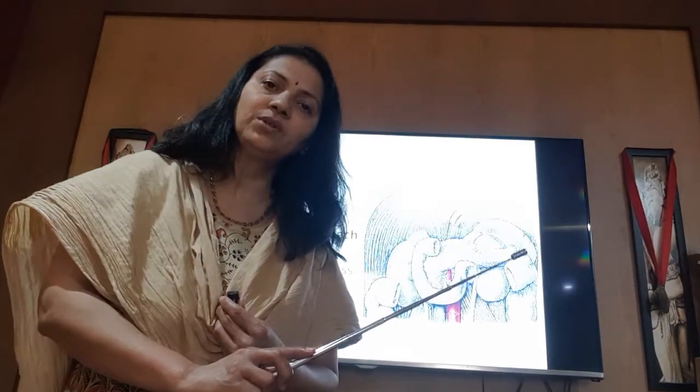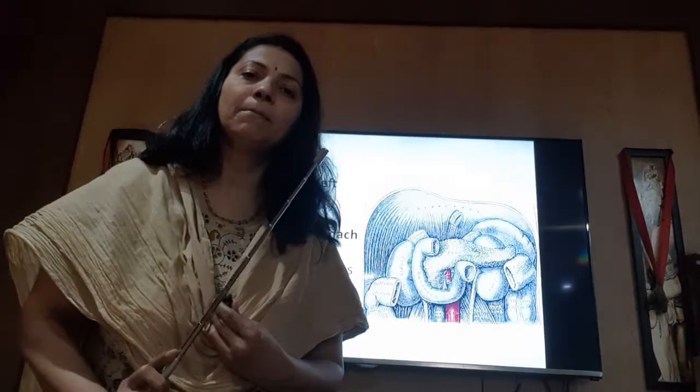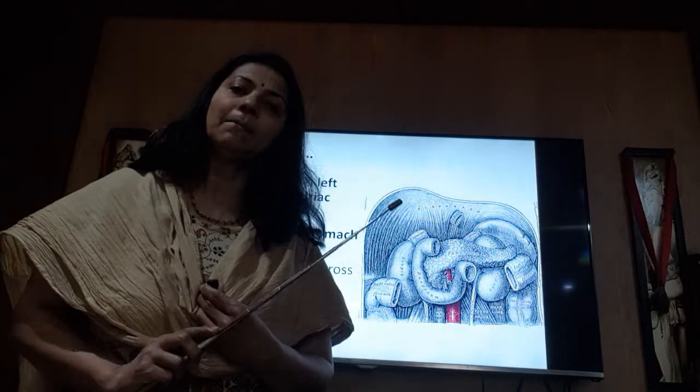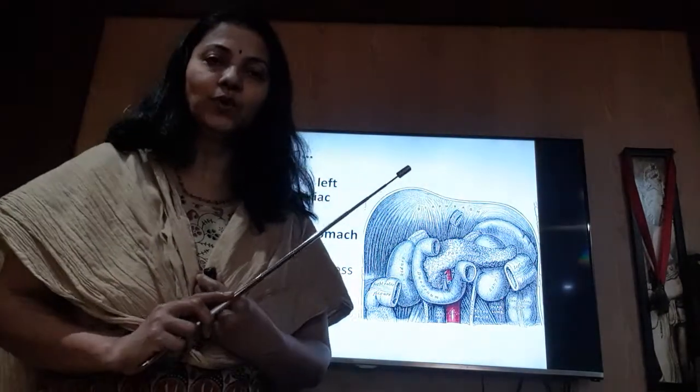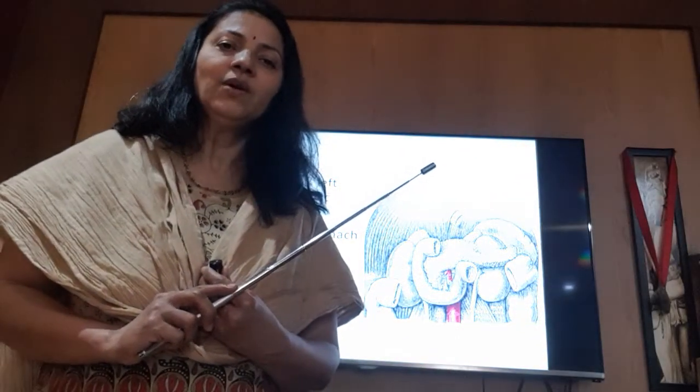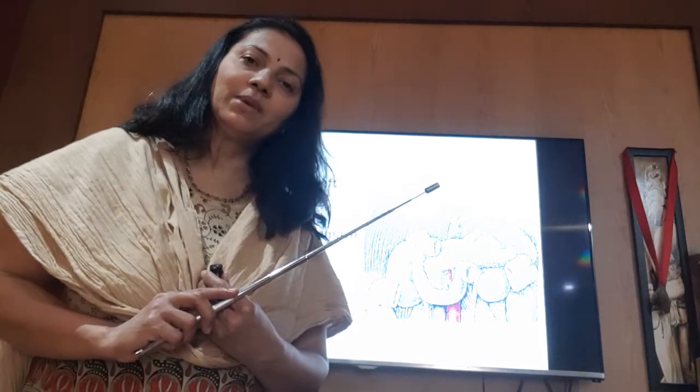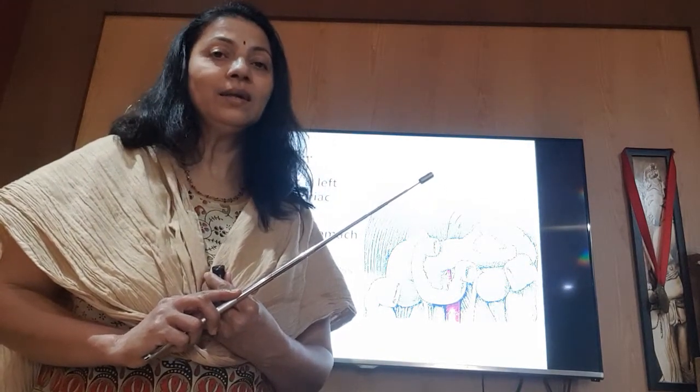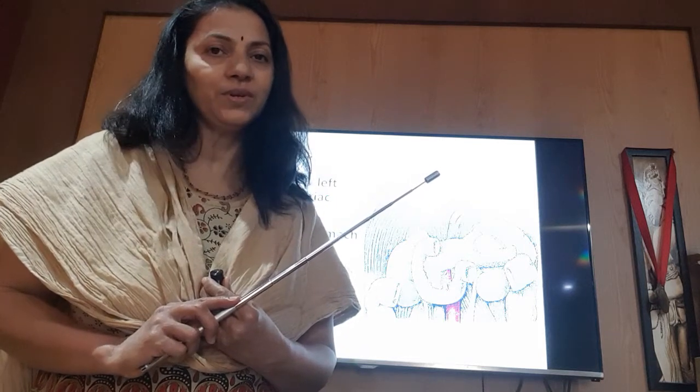Below the right hypochondrium is the right lumbar region. Below the left hypochondrium, the left lumbar region. Below the epigastrium, the umbilical region, which contains the umbilicus, isn't it? You know the umbilical cord, the cord which joins the fetus to the mother, or the placenta, you can say. So that is the umbilical region where the umbilicus is present.